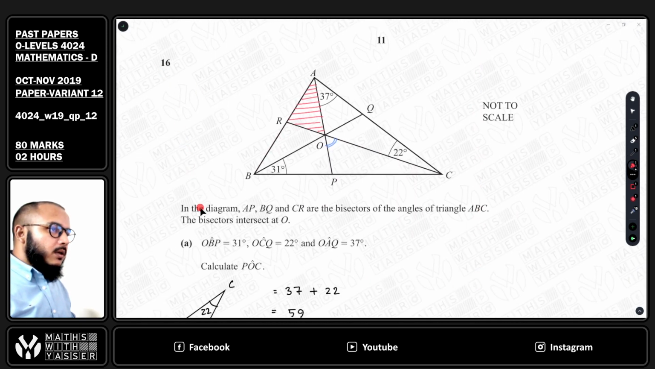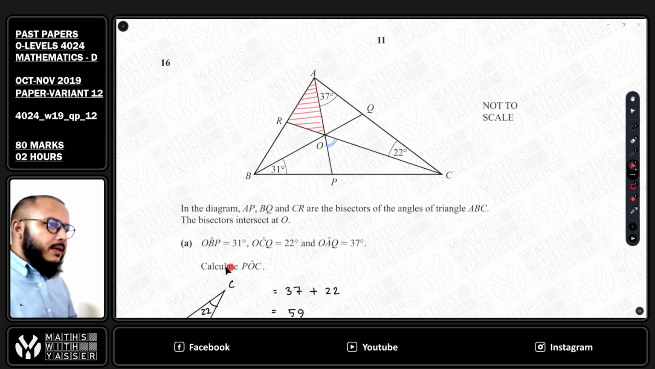Question number 16. In the diagram, AP, BQ and CR are the bisectors of the angles of triangle ABC. The bisectors intersect at O. OBP is 31, OCQ is 22 and OAQ is 37. We need to calculate POC.